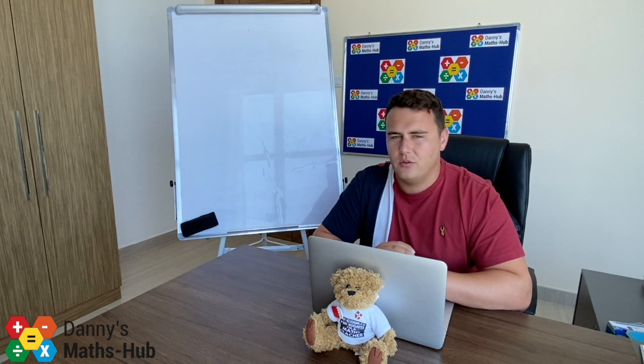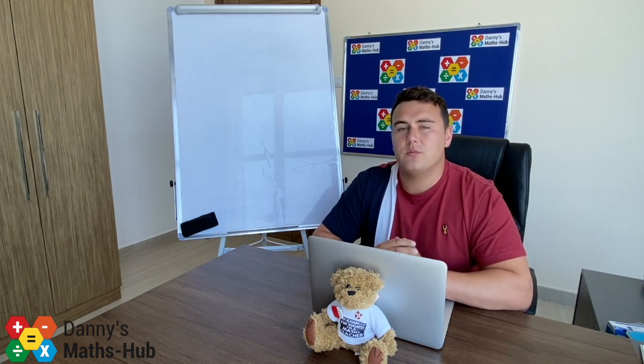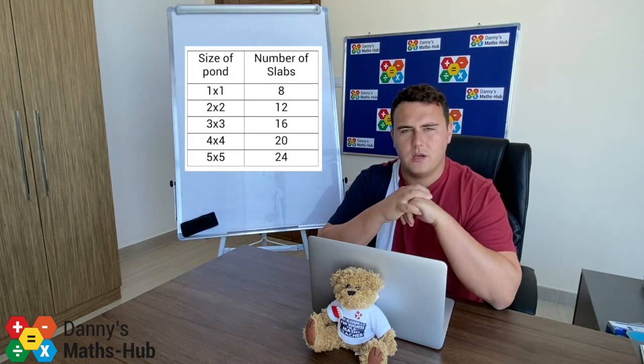So, hopefully now you've completed the garden pond project, or the garden pond investigation, where you were looking at the relationship of the number of slabs around a square pond. We were using square slabs to encircle a square pond. Now, the first step I said was to fill in the table. Hopefully you would have filled in the table and got these results.